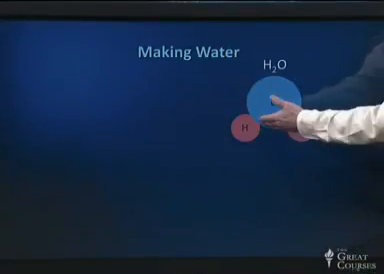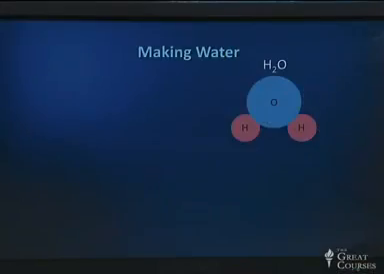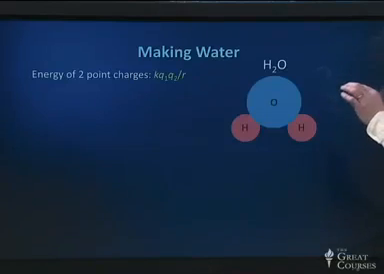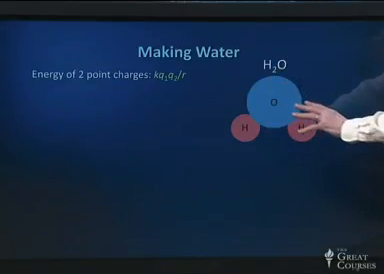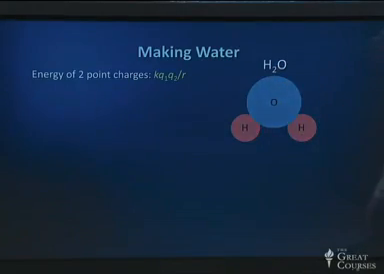Here's a water molecule, H2O, 2 hydrogens and an oxygen make up the water molecule, and we want to apply what we know about the electrostatic energy of point charges to figure out what energy is involved in making this water molecule. We know that the energy of 2 point charges is K Q1 Q2 over R, where Q1 and Q2 are the 2 point charges. So let's take this water molecule now and look at it as an assemblage of point charges.